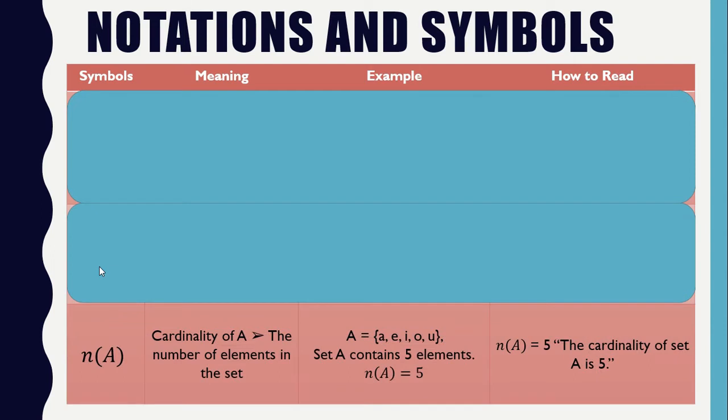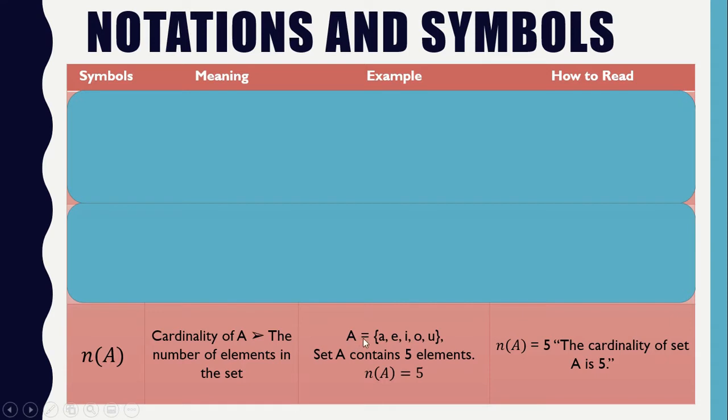Next. This is a notation: the notation of cardinality of a set. The symbol used is N, open parenthesis, then the name of the set, and close parenthesis. We already know that from our first week of discussion. What is the meaning of cardinality of a certain set? Cardinality means the number of elements in the set. So that is what cardinality means. How many elements are inside a set?